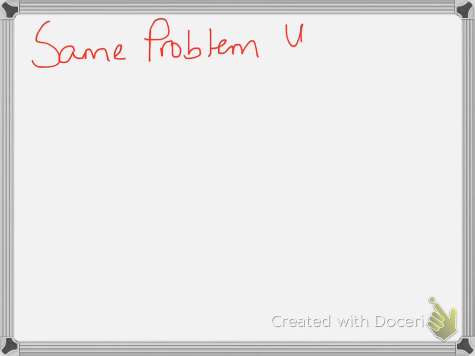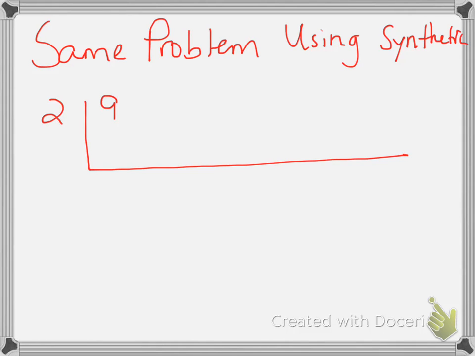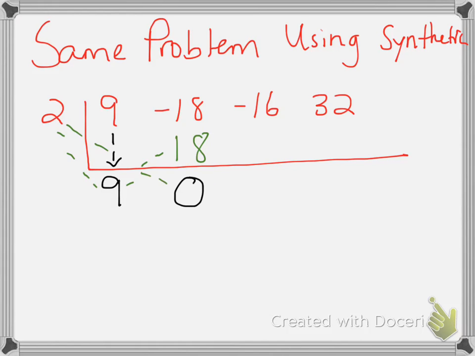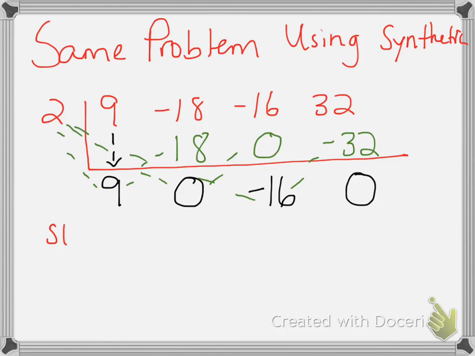Let's look at the same problem now, but now let's use synthetic division. So the steps are the same. I have to make sure that it's in standard form. So I take my standard form coefficients, I write those inside the synthetic bar, then I take x minus 2, set it equal to 0, and that's how I get the 2 on the outside. Bring down your 9, multiply, add, multiply, add, multiply, add. And as you see, we still get a remainder of 0.